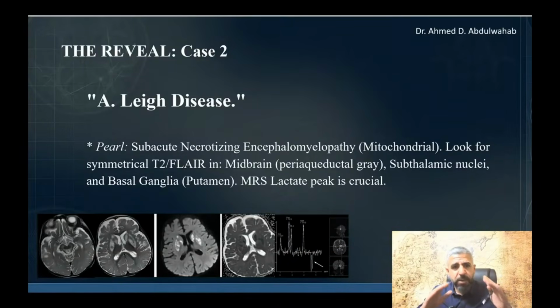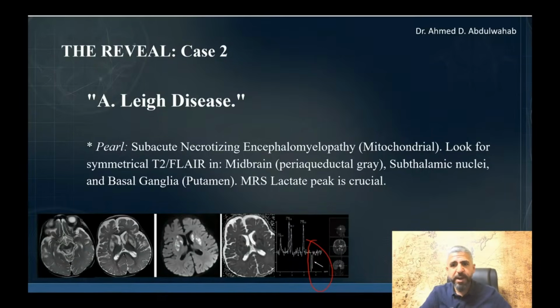Keep in mind, subacute necrotizing encephalomyelopathy, it's mitochondrial. Look for symmetrical T2 or FLAIR signal in the midbrain, in the periaqueductal gray matter, the subthalamic nuclei, basal ganglia, the putamen. On MR spectroscopy, you see the lactate peak, which is crucial, and it is a very important clue.